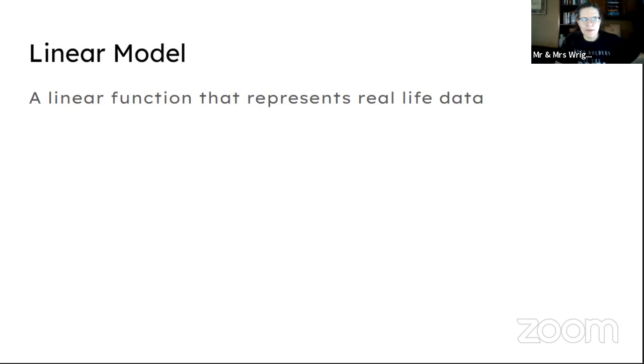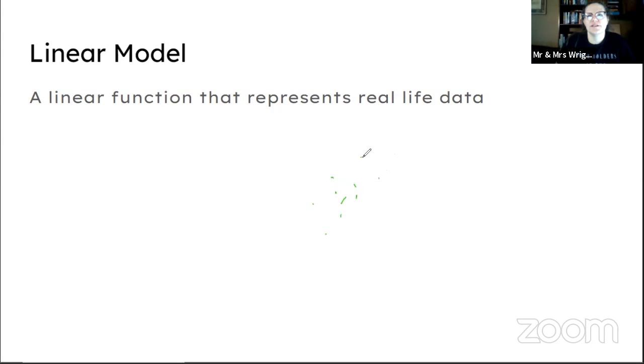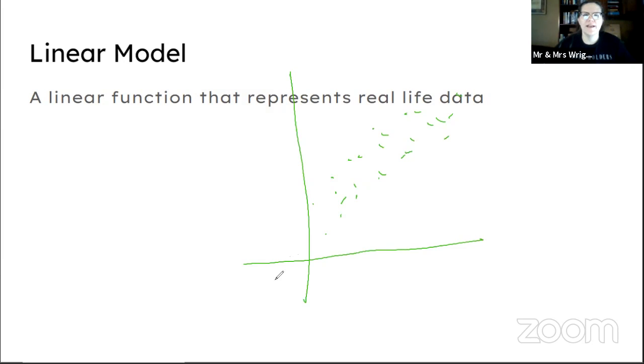Now, a linear model is a linear function that's going to represent real life data. When you get into statistics, you may have some set of data points that are just kind of all over the place if we have this on a graph. Well, you'll be asked to graph or come up with a best fit line that would go through and be the closest to representing all those points. So it would represent the real life data that was collected, a linear model.